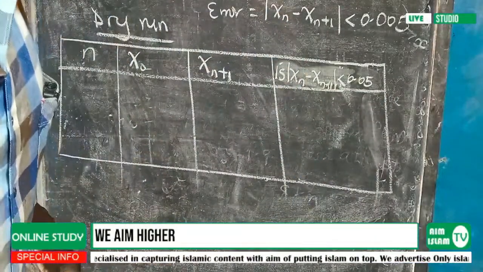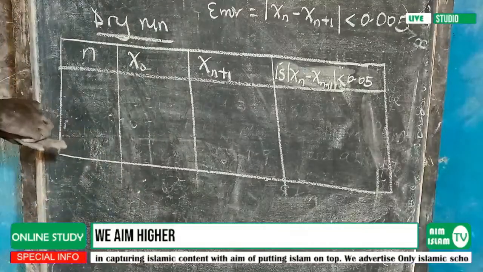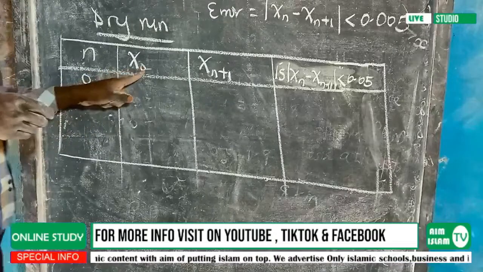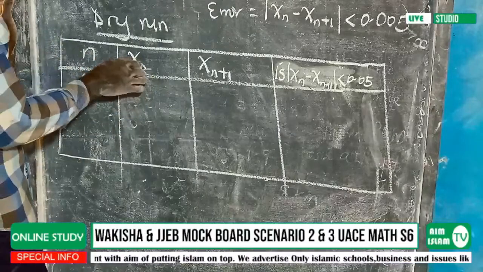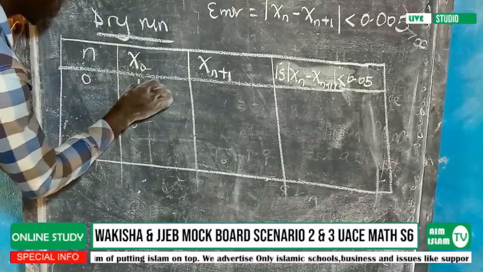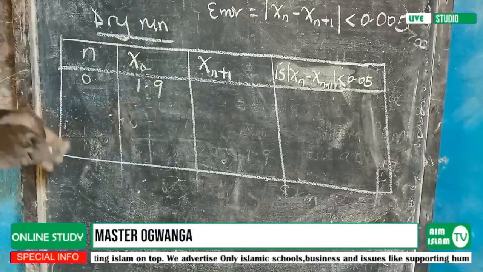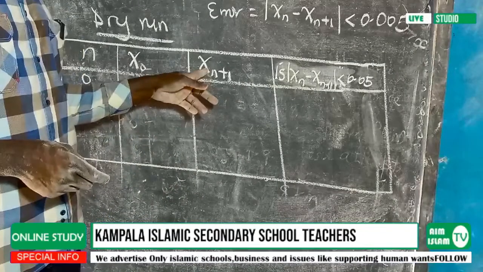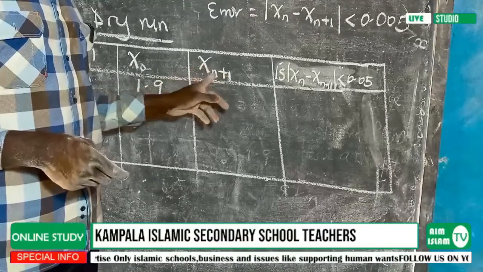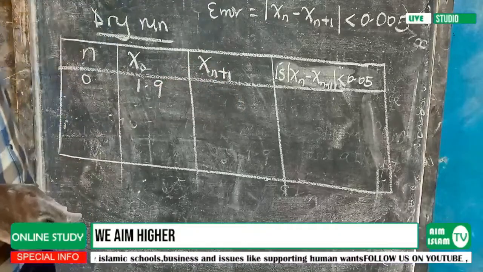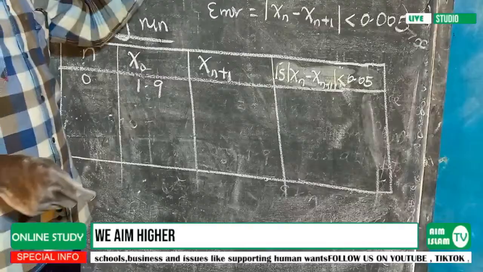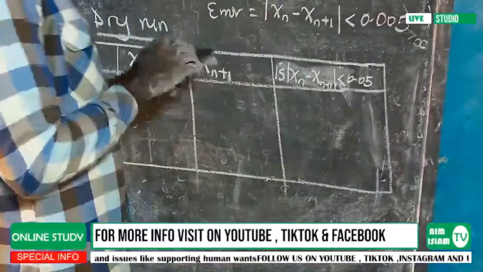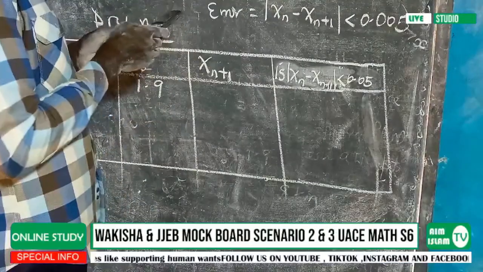So I'm going to be substituting for the first value, that is when our n is 0. When our n is 0, we add the value of the initial approximation, that was 1.9. So given the initial approximation, which is 1.9, we are supposed to obtain the value of x_(n+1) by substituting the initial approximation into the formula of the NRM. So I'm going to substitute 1.9.